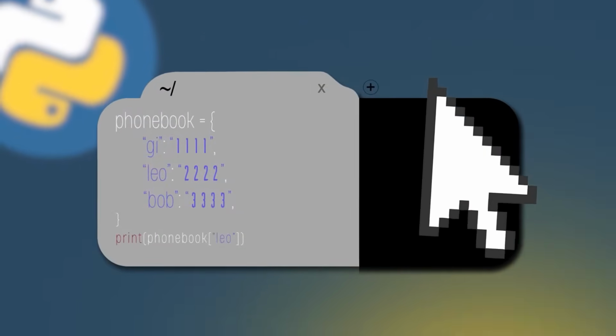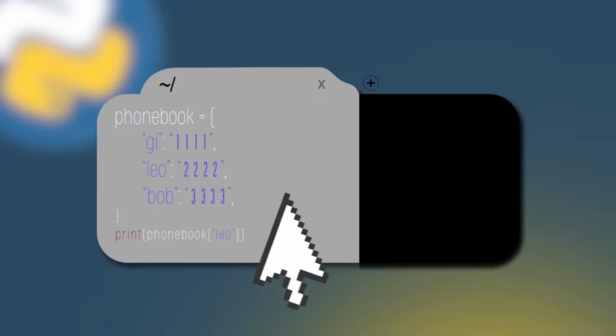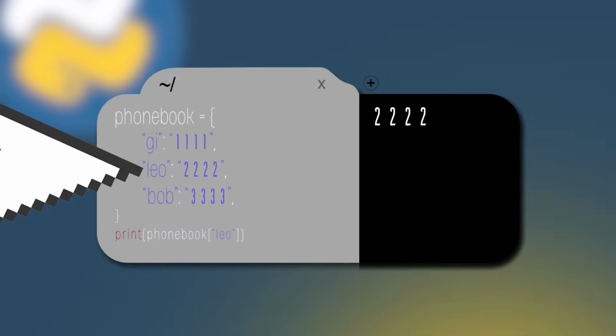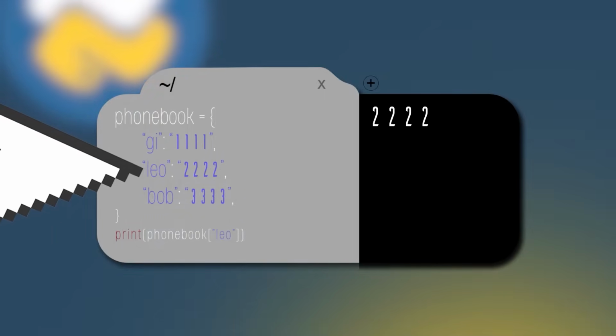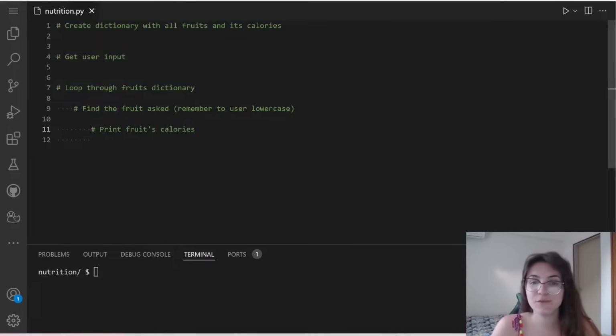So let's see this example. We have a variable called phone book that holds the key value pairs of the names of some people and their phone numbers. If we want to print the phone number of Leo, we should print using the key name. So in our case, we would do phone book Leo. Now that we saw how it worked, let's start implementing here, all right?